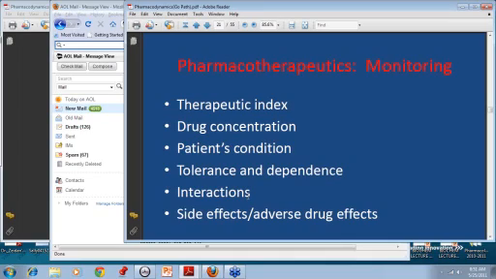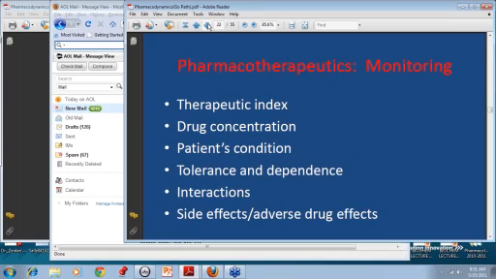Drug-drug interactions have to be one major factor. You really need to look at side effects and adverse drug effects. Are those minor side effects or are there serious side effects? How is the history of the patient in terms of handling drugs and things like that?